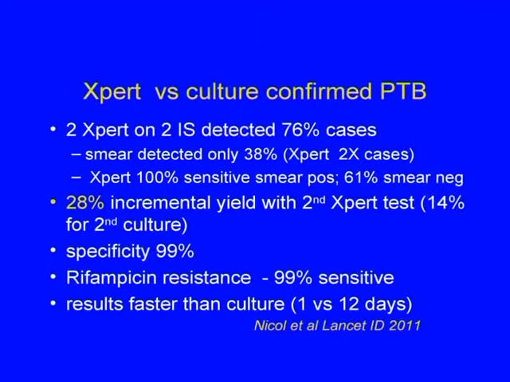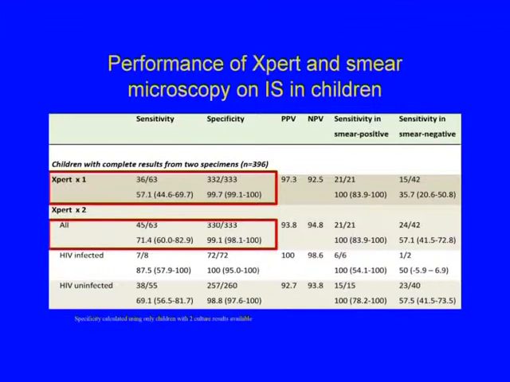Now, here is a more detailed analysis of the results. If you only did one Xpert, then the sensitivity, you only detected about 60% of children with culture-confirmed TB. If you did two, it went up to around 72%. And similar results for HIV-infected and uninfected children. In fact, and this is a very interesting thing that has come consistently showing in our results, Xpert performs better in HIV-infected children than in uninfected children, unlike in adults.